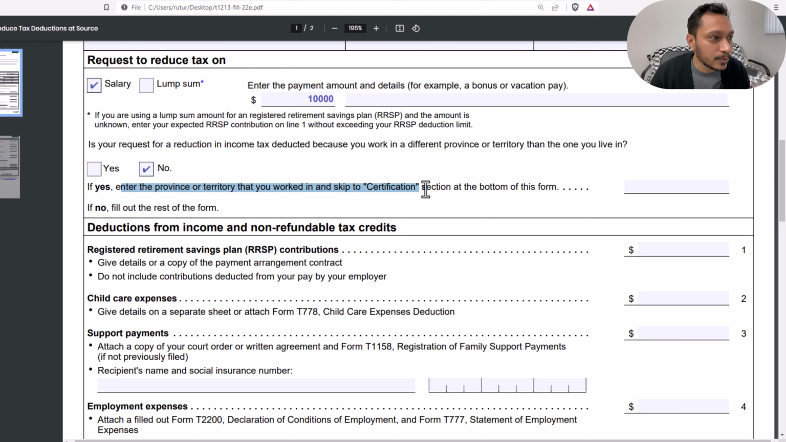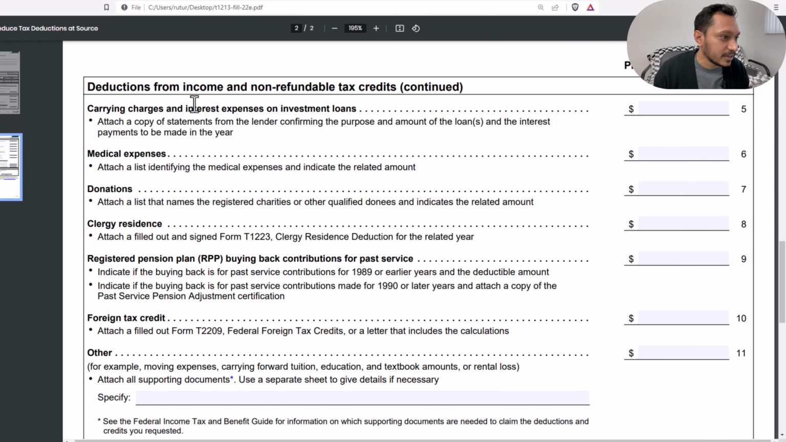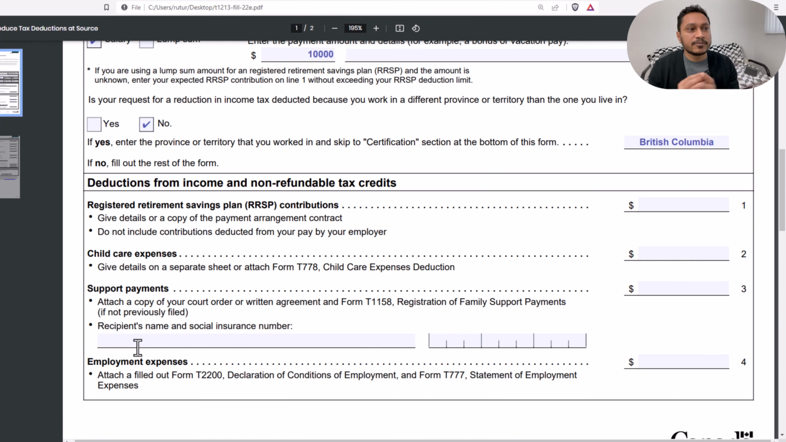If yes, then you'll have to provide the province that you worked in and skip to the certification section. So you don't have to do any of these and just provide the province name here and go into the certification section directly, sign it, send it to them. They will manage it for you. The deduction from income and non-refundable tax credit. This section is specifically important for the people who want to reduce their taxes on each paycheck. So let's start filling it up.